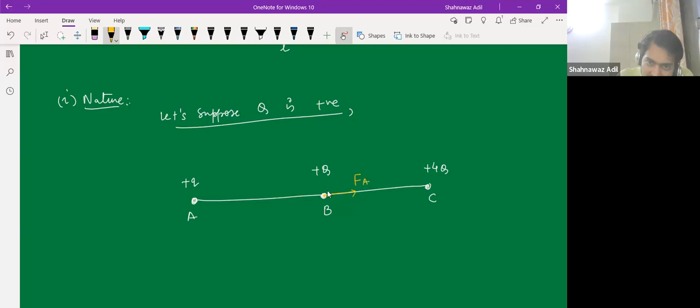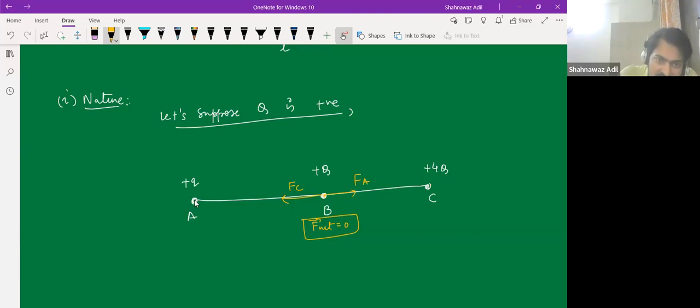Due to C, the force would be in this direction. Is that clear? Is this clear, Arsalan and Mir? Yes, sir. Now we know that this whole system is at equilibrium.